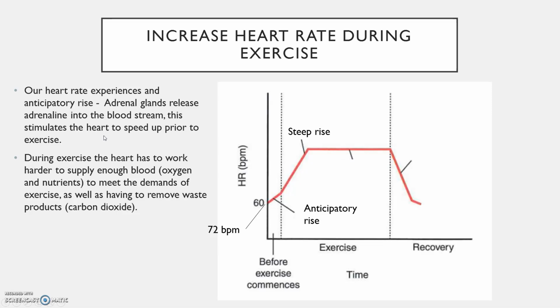Now, during exercise, the heart has to work hard. So it has to work hard to supply enough blood, i.e. oxygen and nutrients, to meet the demands of the exercise, i.e. delivering oxygen to the working muscles. It also needs to work hard so that it can remove the waste product that is produced, i.e. carbon dioxide. So what happens during short-term effects of exercise in the cardiorespiratory system? We get an increase in heart rate as well as an increase in blood flow, because the heart is pumping out more blood per beat, which is stroke volume, as we should be aware.